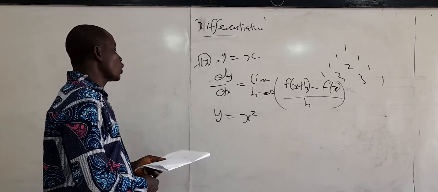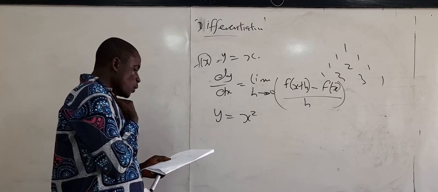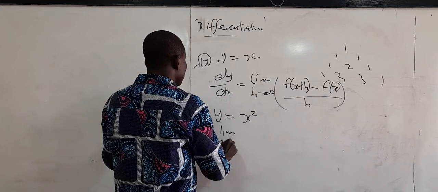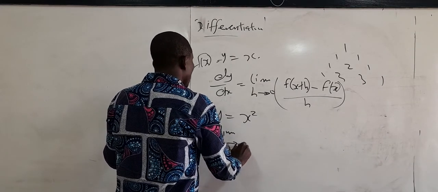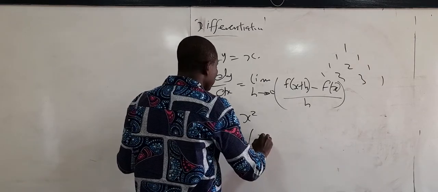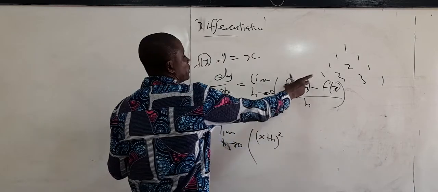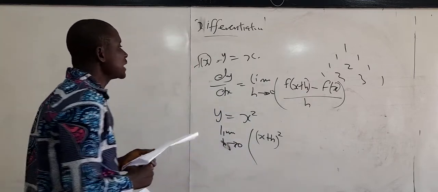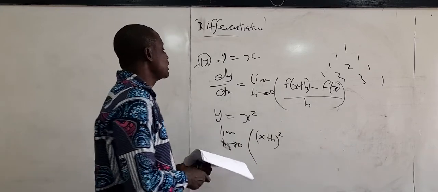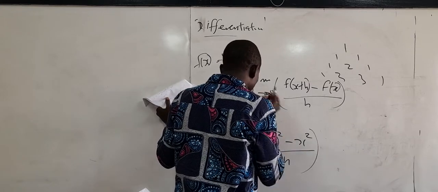Look here. What we are going to do is expand this. So we say the limit as h approaches 0, this is what we are going to have: x plus h, watch here, squared. That means whenever you see the x, you add h to it. Then minus the original x, which is x squared, all over h. This is what we are talking about.